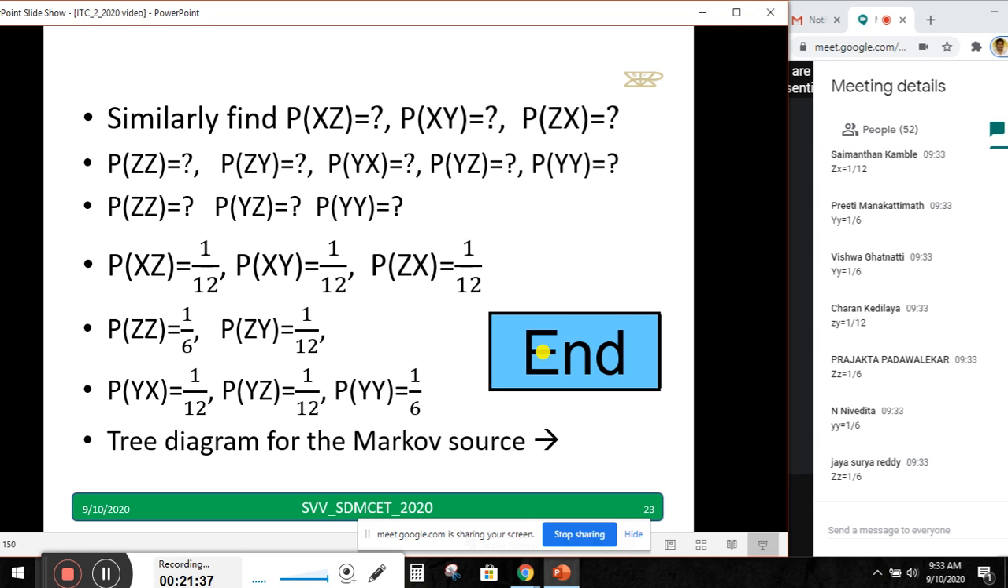ZZ 1 by 6, and beginning with X, the other things we have done. So the tree diagram for the Markov source you have to write. Hope all of you have completed. Let us go to the next.